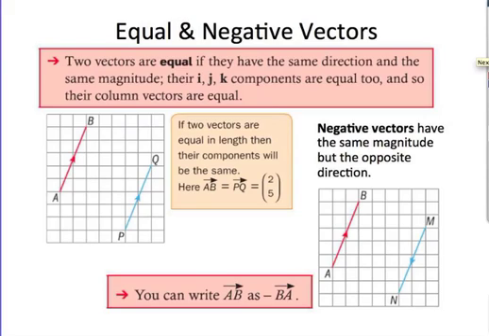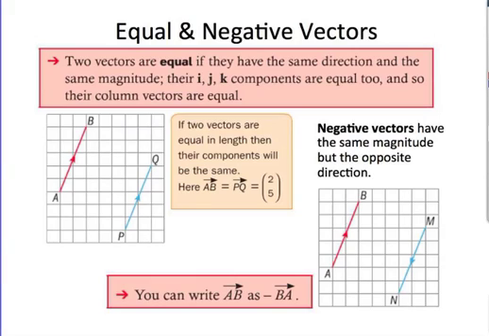Equal and negative vectors. 2 vectors are equal if they have the same direction and the same magnitude. I think it's obvious, they have to be identical. One thing that's important to know too about vectors, and the graph here on the left shows it, but equal vectors can be anywhere in space. They don't have to be in the exact same location. So in this case, AB does equal PQ, because again, their movement is the same, but that location can be anywhere in space.